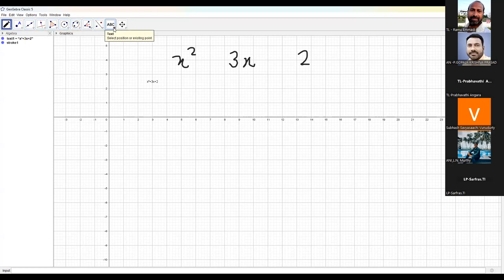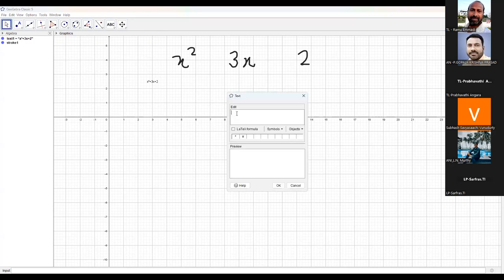For this, sir, you have to see there is a second last option, ABC text. You have to click on ABC text. So this is the graphic window. Now you can type x square plus 3x plus 2.